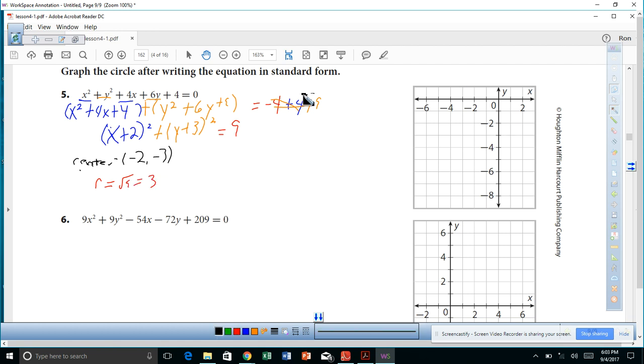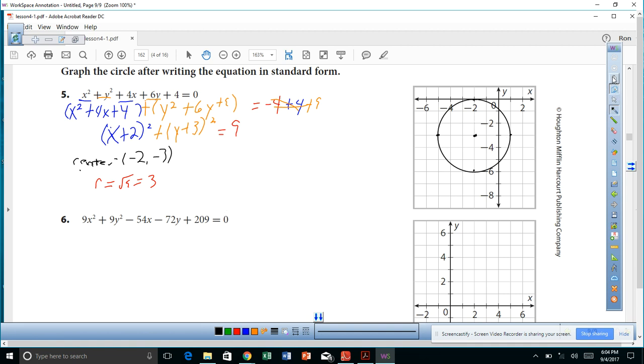So let's find -2, -3 is right there, and our radius is 3. So we got 1, 2, 3 in each direction. And again, I will attempt to draw a circle. And let's see how close I get to it. Not too bad. Not too bad that time. Getting better already.